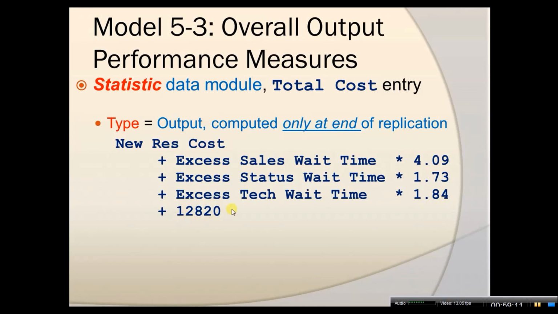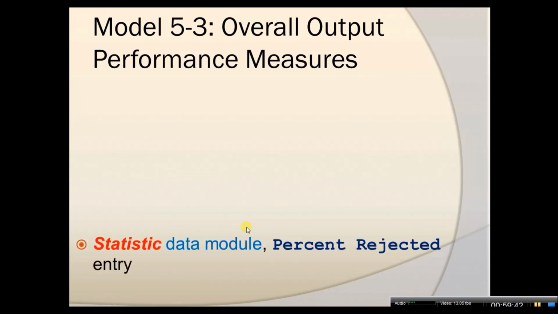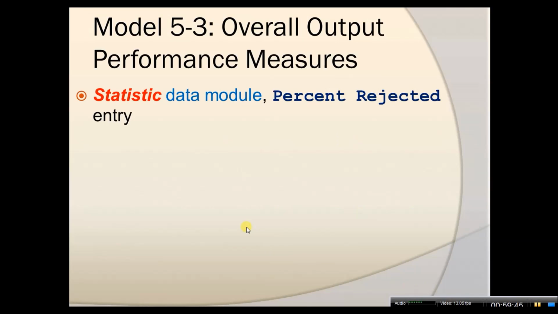And then this is the value for the current model. So for the current model, if you don't make any changes, just in salary cost, we have 12,820 as a salary cost before adding any new additional resources. So that's what we're going to have as this total cost output statistic. And then we will also have a second statistic called percent rejected.